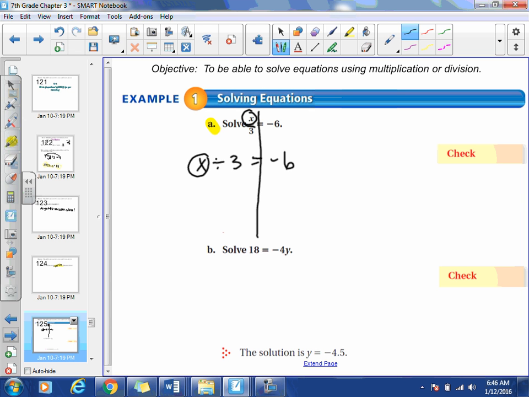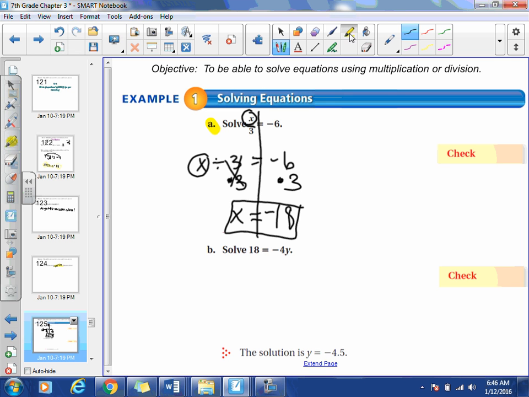And then I'm going to say, okay, I need to get this alone. What did they do to the variable? They divided by 3. So how can I get back to just the variable? I can multiply by 3. Because if you divide something by 3 and multiply it by 3, you're back to what you started with. However, if I'm multiplying by 3 on the left, I also have to multiply by 3 on the right. x divided by 3 times 3 is just x. And negative 6 times 3 is negative 18. So my variable is alone, my equation is solved.